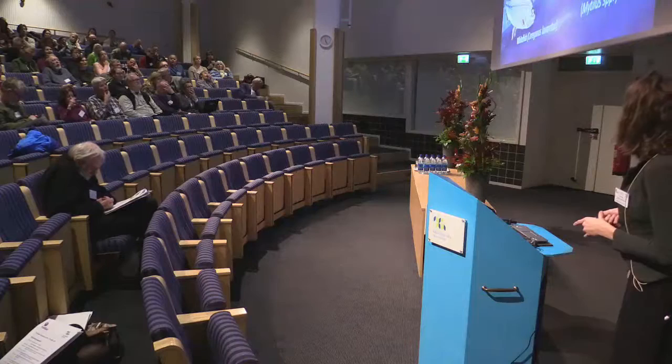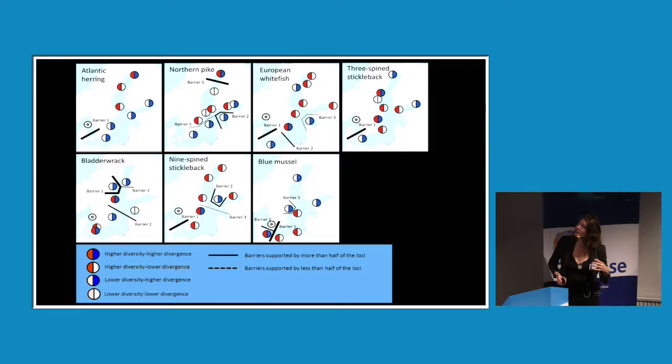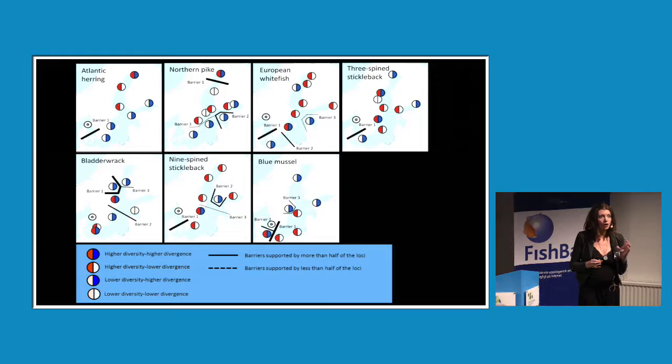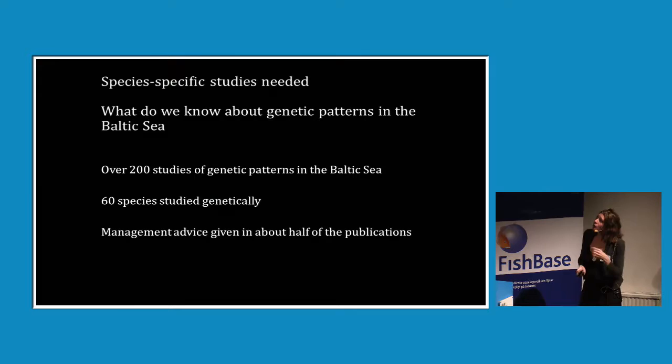I just want to mention that we did a study where we compared a lot of different species, and the outcome of this study was that each single species seems to show a different, unique genetic pattern. So what we really need is species-specific studies and species-specific advice. We cannot generalize between species what generally is good advice for conserving genetic variation.